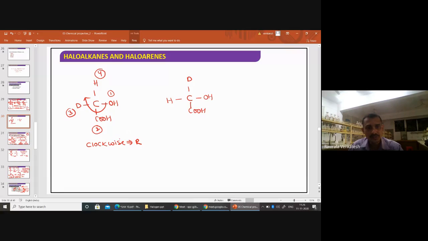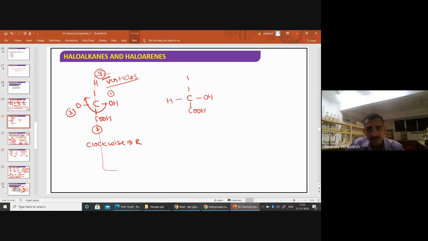R, we need not change. Why? Because the fourth priority is on the vertical line. See, this hydrogen is not horizontal, it is on the vertical line. So for the vertical line, no need to change the signs here. No need to change it.